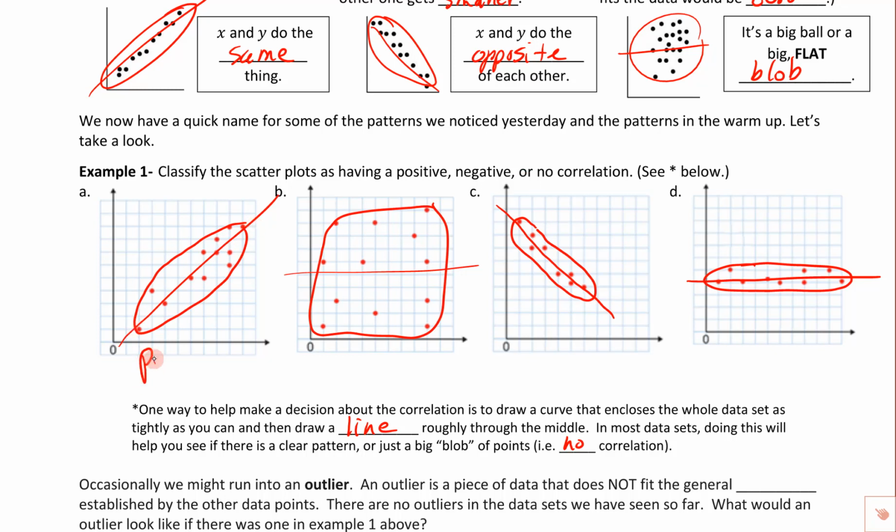Okay, now if we're going to talk about whether there's positive, negative, or no correlation, this one goes up from left to right. So this one is a positive correlation. Okay, this one that goes down from left to right, that one is a negative correlation.